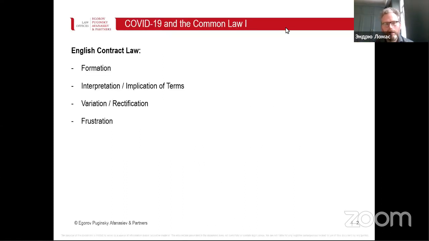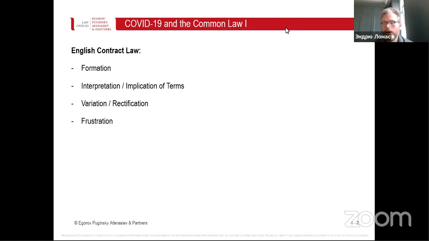So there are four broad areas I want to talk about this evening. Formation. What formalities are there as a matter of English law in terms of forming a contract? Interpretation and implication of terms. Once you have a contract that's written down, how do you go about interpreting it? What does it mean? What are the obligations? Is there any way the parties can say that there's an obligation that isn't written down in the contract? And what are the tests for those things?